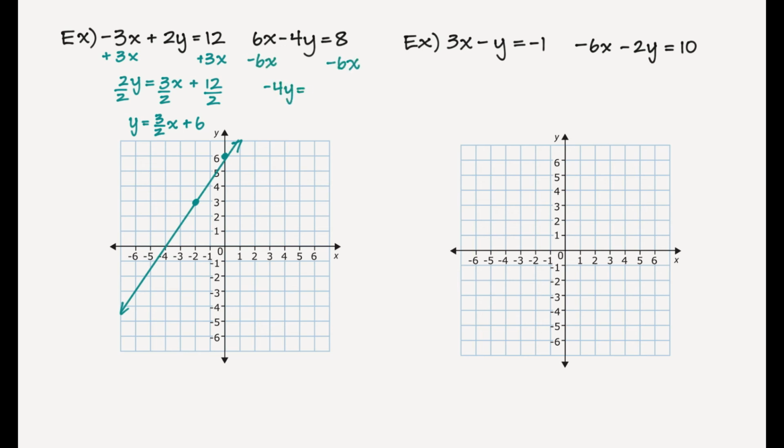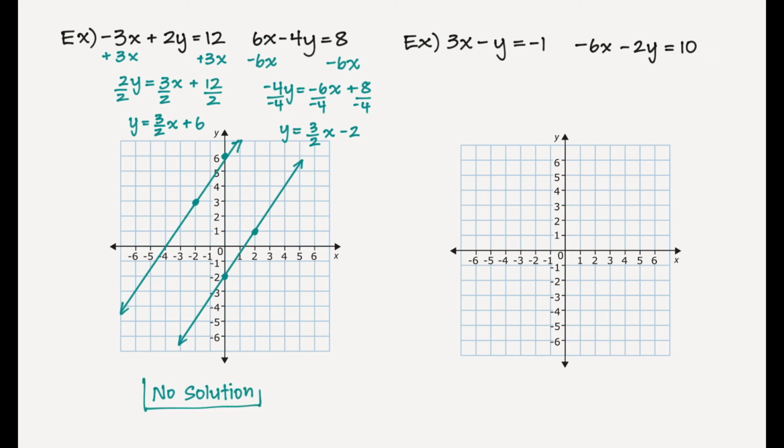We're left with negative 4y equals negative 6x plus 8. I divide everything by negative 4. And then y is equal to positive 3/2 x minus 2. So I'm going to start at negative 2 and go up 3 and over 2 and draw my line. And I have a set of parallel lines. So this has no solution for this system.